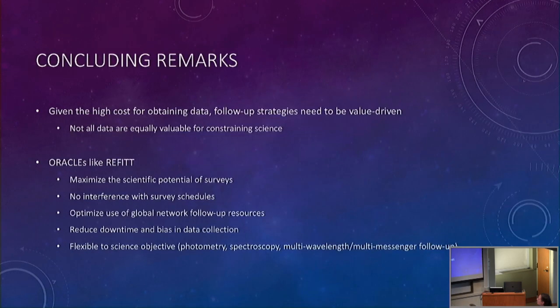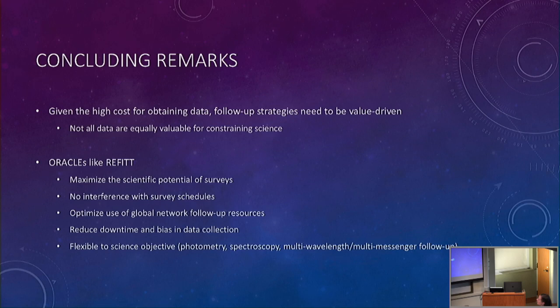Okay. So I wanted to conclude by saying a few things. In the era of LSST, we'll have the following challenge. There'll be too many things to go after, and there's going to be high cost for collecting the data. Every time a situation like this comes in, we have to ask ourselves, what's the value of obtaining follow-up? Any good follow-up strategy should take that into account. This is with the recognition that not all data are equally valuable for constraining science, so you have to be smart about it. Systems like Refit, oracles, are geared towards maximizing the scientific potential of surveys.